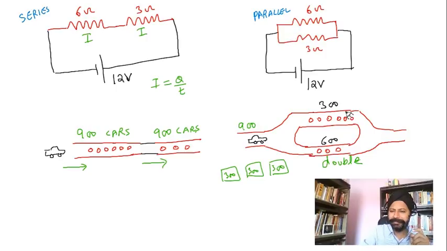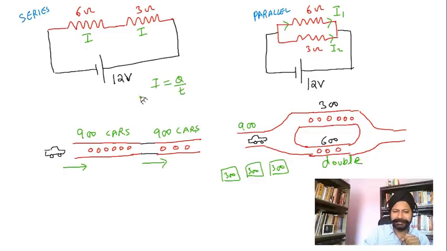So by that logic, you have a different number of cars here, right? So by that logic, I can say there will be some amount of current going here, let's call this I1, and some amount of current going through here, which is I2. But eventually that I1 plus I2 has to add up to I.